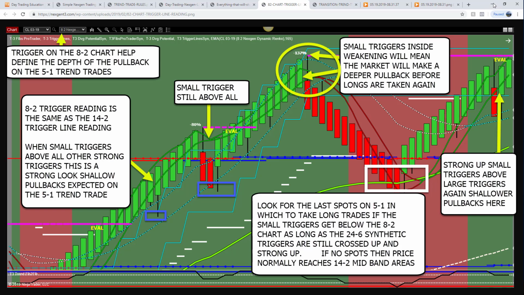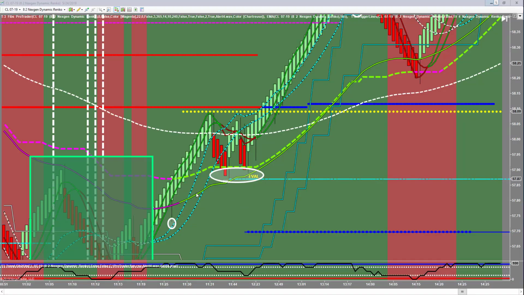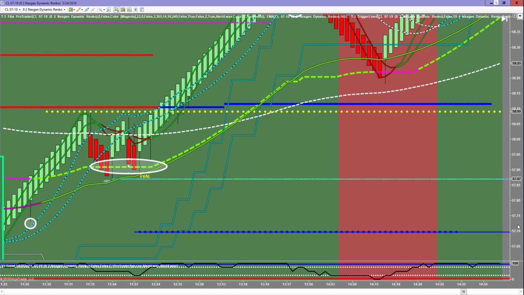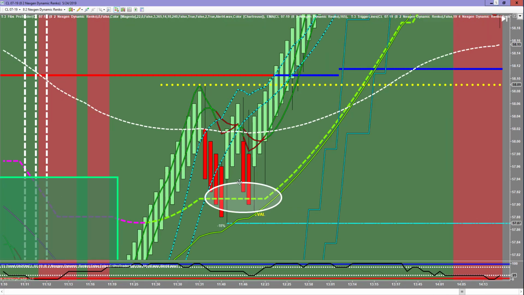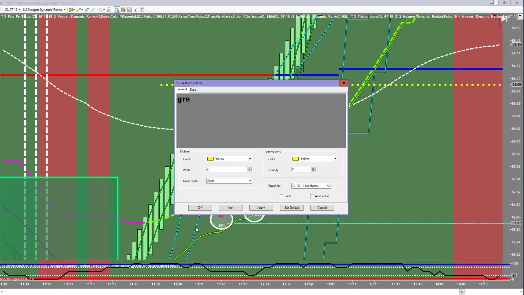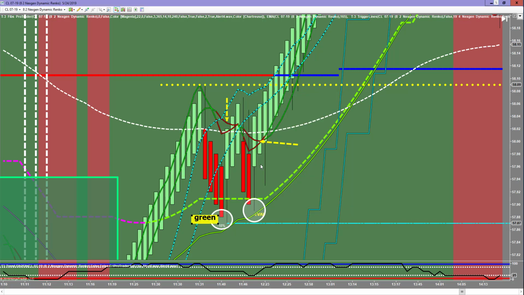What that's going to do for us during our study period is we're going to be able to see, look, this circle right here, to expand it out a little bit. You'll have one trend trade where the small triggers are inside, and they're not below, but still inside, so that's good. And then one trend trade where the small triggers are physically below. So this background color right here is going to be green on the 5-1 chart, and this background color is going to be red. And again, I'm going to show you this on the smaller chart.